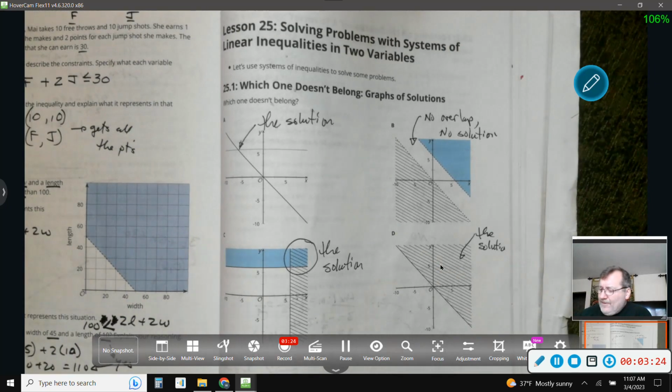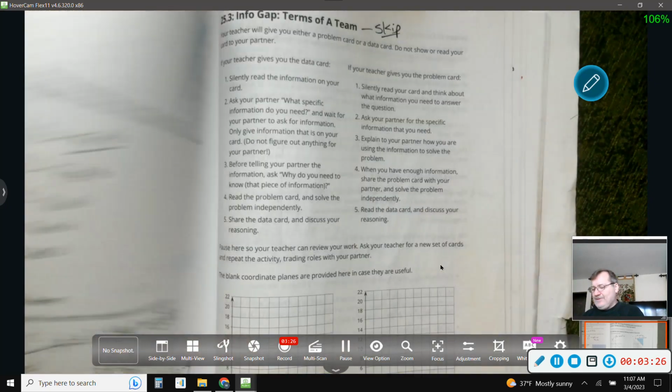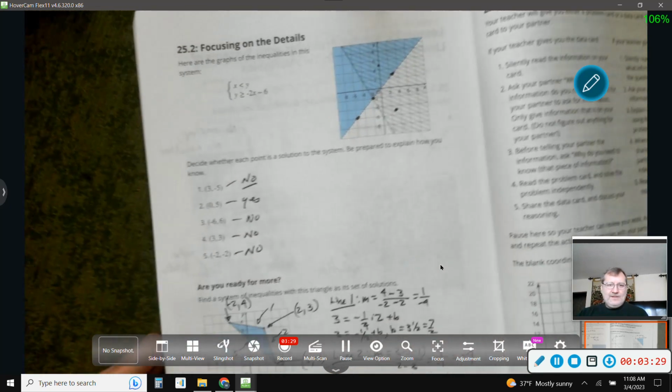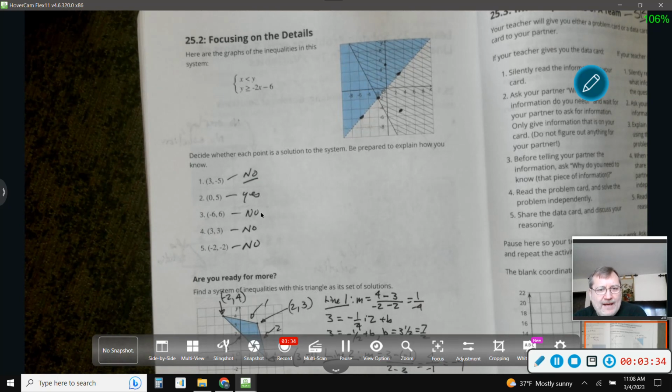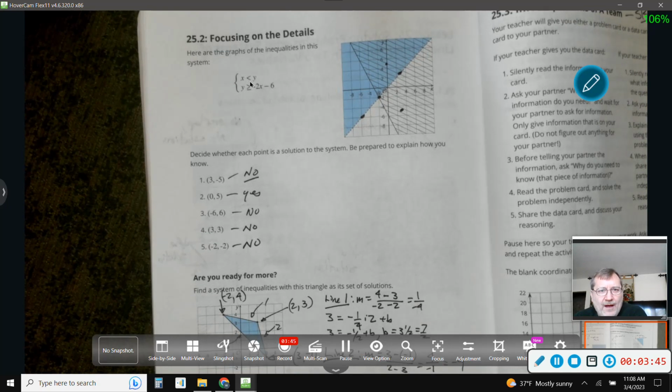I can page down onto the next page of my solution book. These are the answers that I got. The top one, no. The second one, yes, and then no, no, and no. If you look through and try to find these points, three of them are right on the line, and it's a line where it says less than, not less than or equal to. So though it might land on the line, it doesn't satisfy it. If it was an equal sign in there, it would, but not today.